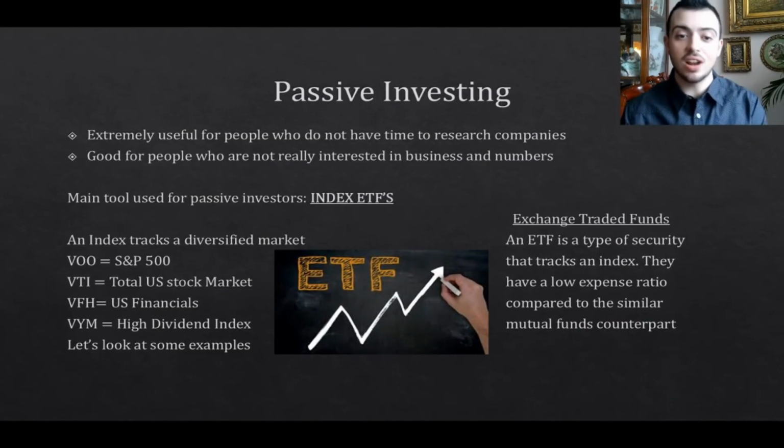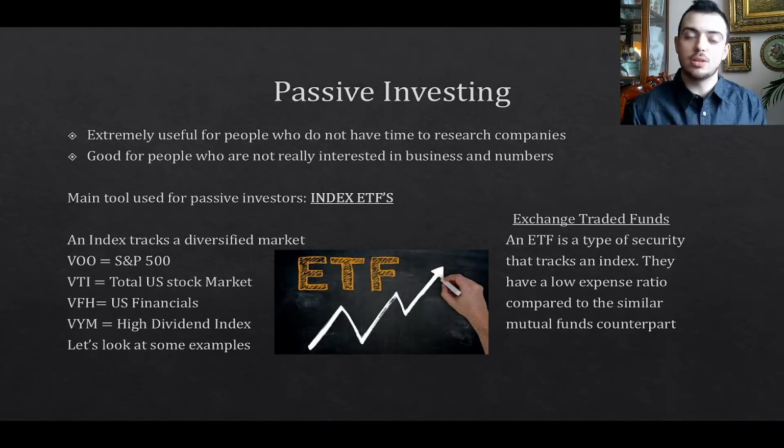So first off, what is passive investing? Passive investing is extremely useful for people that are kind of in two categories. Either one, they don't have a lot of time to be able to put in a bit of effort that choosing individual companies require. Two is that they're not really interested in business and numbers, but they would still want to be able to retire comfortably with a good amount of money.